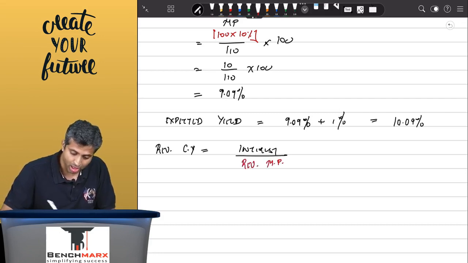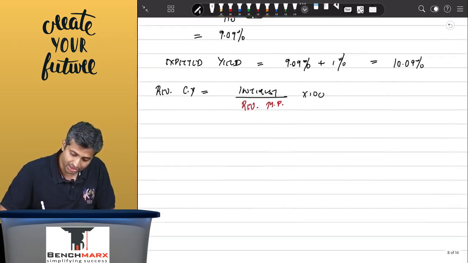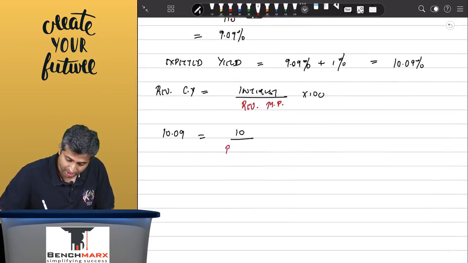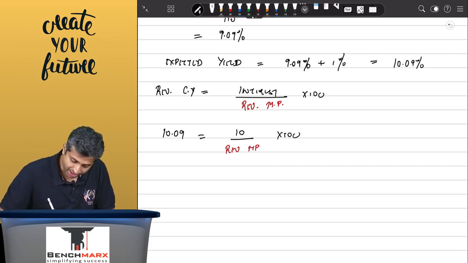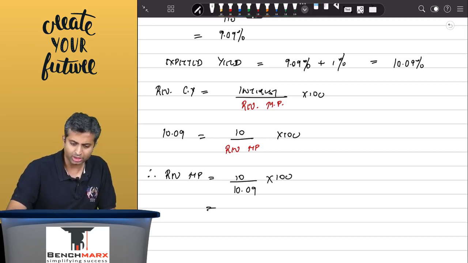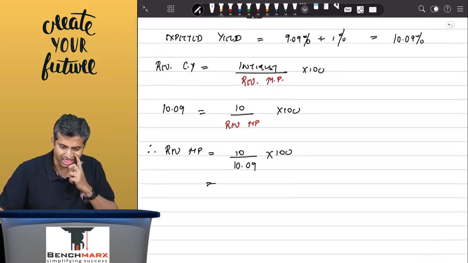So if I want to take the revised yield, which is, for example, 10.09, it equals the interest, which is 10, upon the revised market price into 100. As a result, the revised market price equals 10 upon 10.09 into 100. So over here, this is 10 divided by 10.09 into 100, and this is 99.11.